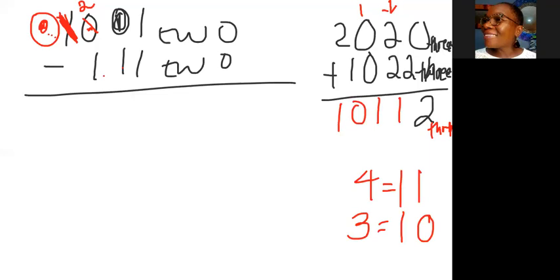Okay, we have a 2 over here. We're going to borrow 1 from it. So this 2 is going to become 1. And this 0 right here will become what? 2. I wrote this one too close to the top. Okay, so now we can carry on with the subtraction.